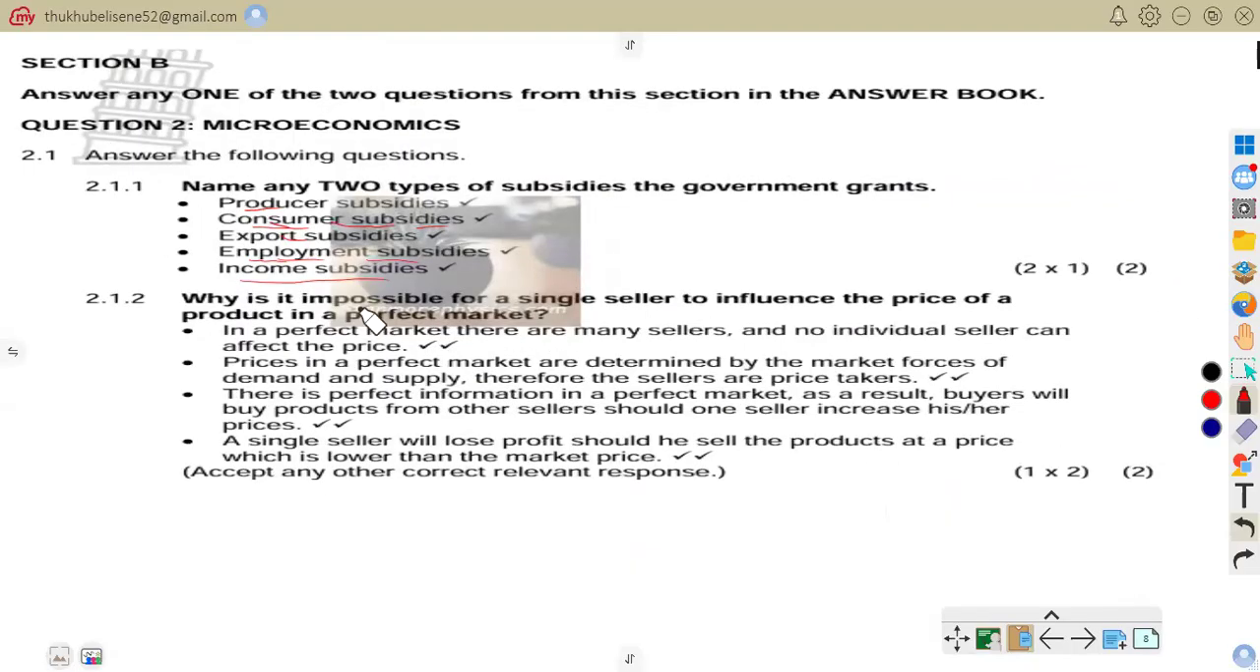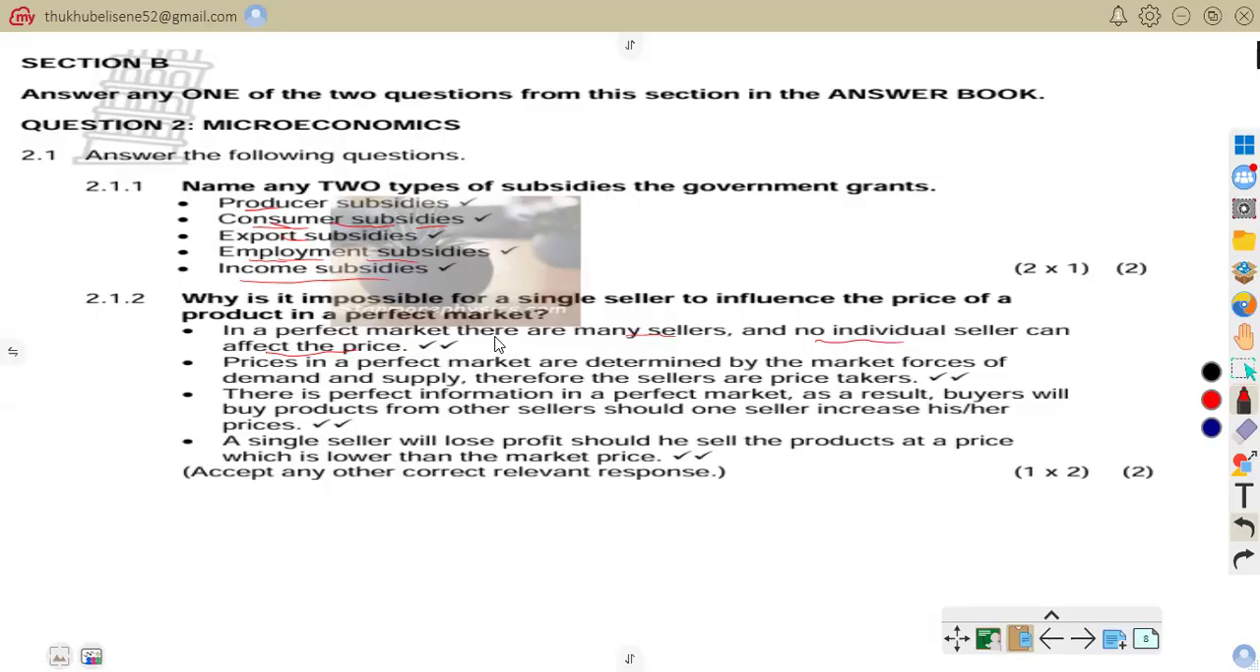So here we are. Why is it impossible for a single seller to influence the price of a product in a perfect market? In a perfect market, there are many sellers and no individual seller can affect the price. No single seller can influence price because there are many sellers and buyers. That's what we are saying.